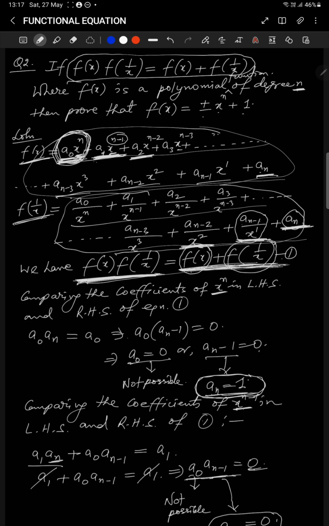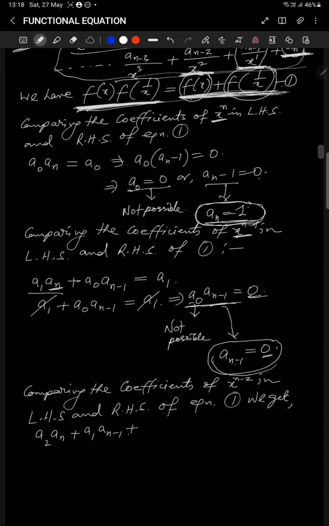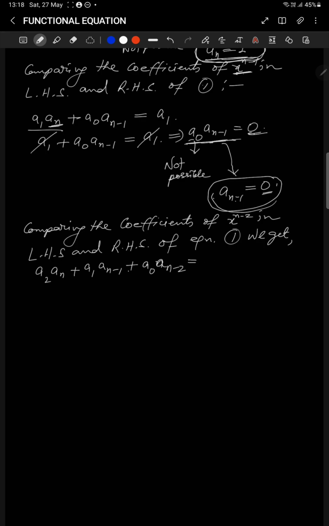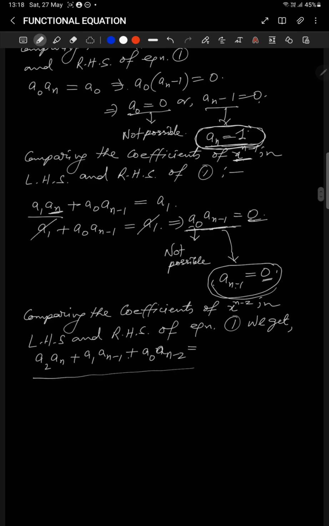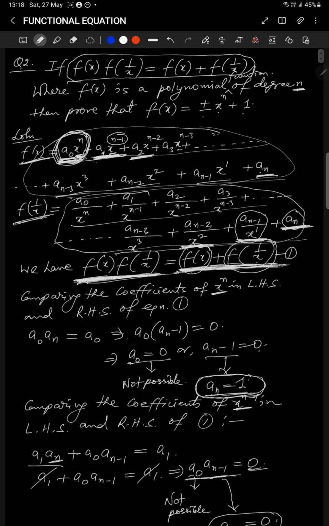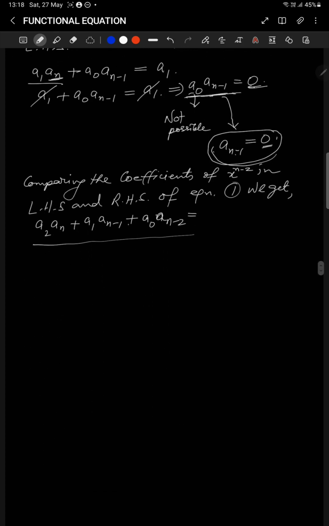If you are multiplying these two, do you find you can get x to the power n minus 2? So the coefficient in this case will be a0 into an minus 2. So let us write a0 an minus 2 equal to this one. This happens in the left hand side. In the right hand side there is only one term which contains x to the power n minus 2, and that is this one. So in the right hand side let us write a2 simply. No other term will give you x to the power n minus 2.